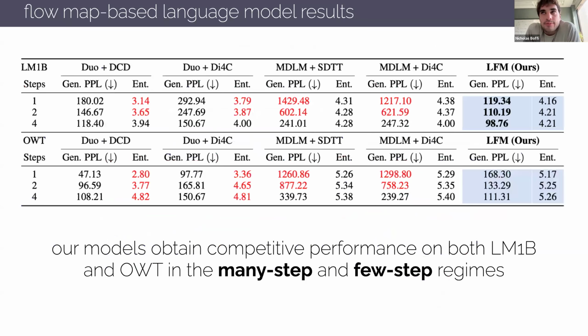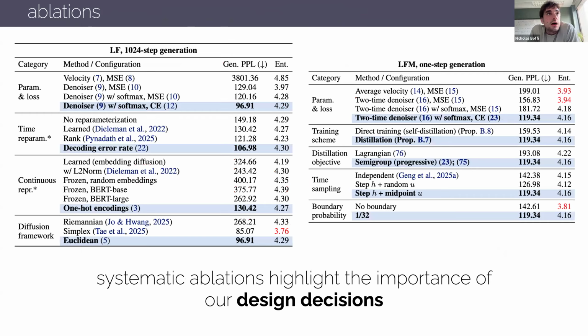Okay, we can kind of capture this in table form here. So we're getting very good perplexity and entropy across the range. So you can kind of summarize this as saying that we have competitive or state-of-the-art performance on both of these data sets in both the many-step and the few-step regimes.